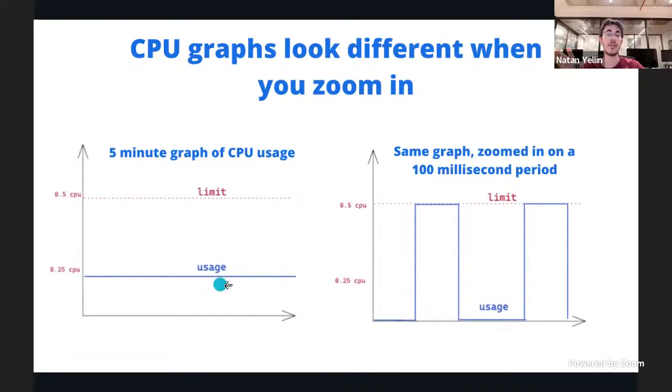So when you're looking at the average, on average you can be using 0.25 CPU. But when you zoom in, it might be that you're using 100% of the CPU for a very short period of time, and then you're just waiting a really long time and doing nothing.